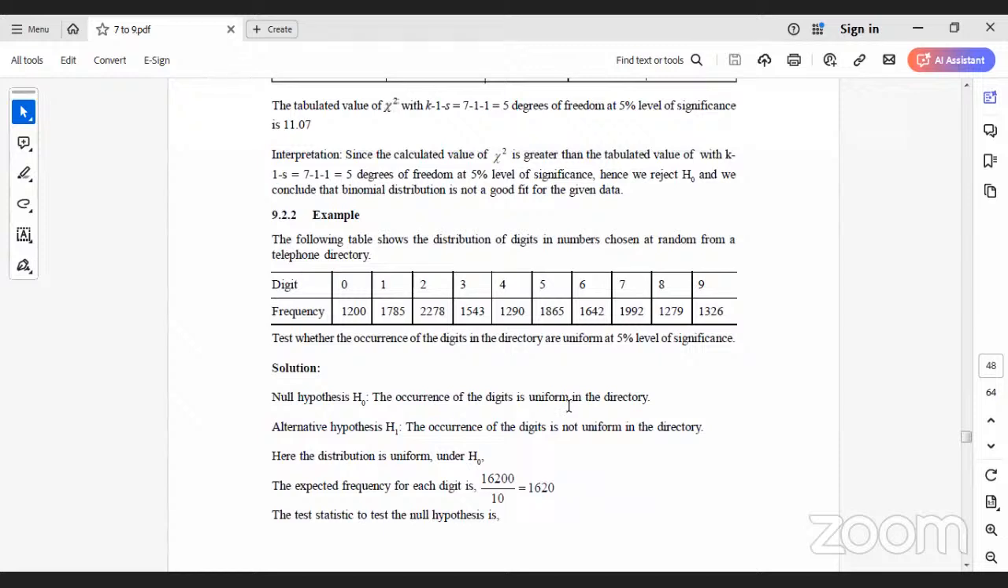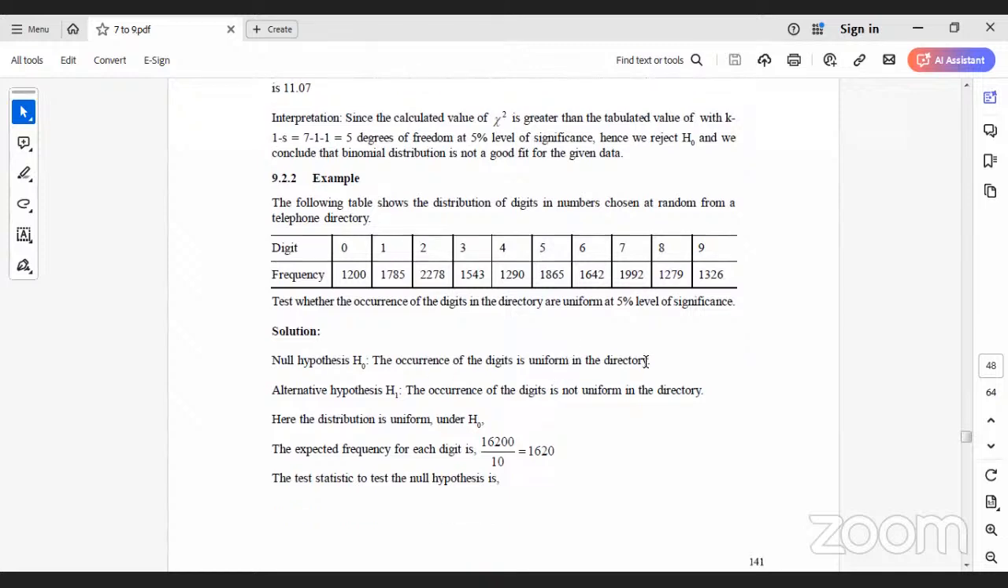The following table shows the distribution of digits of numbers chosen at random from a telephone directory: 0 to 100, 1 is 1785, 2 is 22, 78, 3 is 15, 43, 4 is 12, 90, 5 is 18, 65, 6 is 16, 42, 7 is 1, 992, 8 is 12, 79, 9 is 13, 36. Given this data, we set up the null hypothesis: the occurrence of these digits in the directory is uniform. Alternative hypothesis: the occurrence of the digits in the directory is not uniform. Here the distribution is uniform under H0.